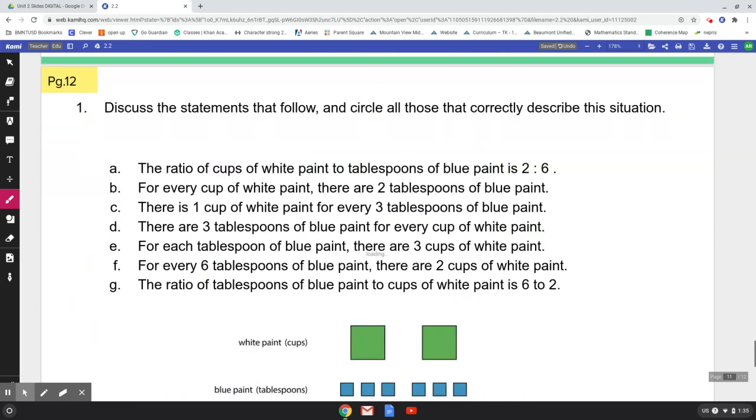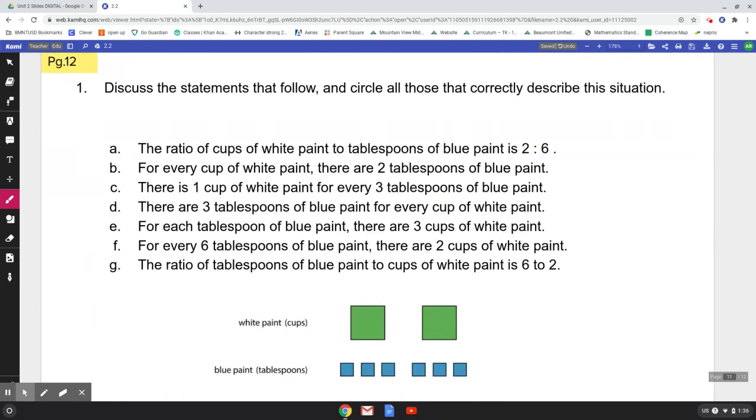So now we're going to take the diagram, and I have it below, and we're going to decide which of these follow the situation correctly. So A says the ratio of cups of white paint to tablespoons of blue paint is 2:6. Notice how there are 2 here and there are 6 here. The wording they have first is white. White is 2, and then the blue is 6. So that is correct. 2:6, that's what we want.